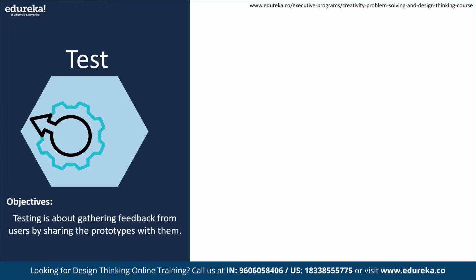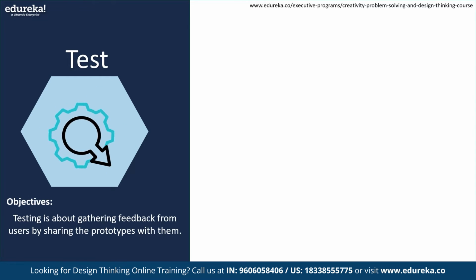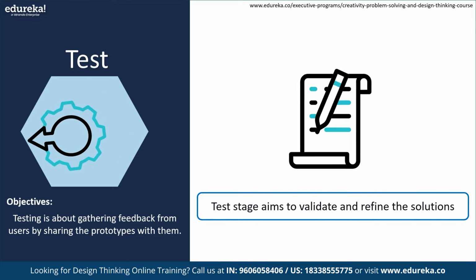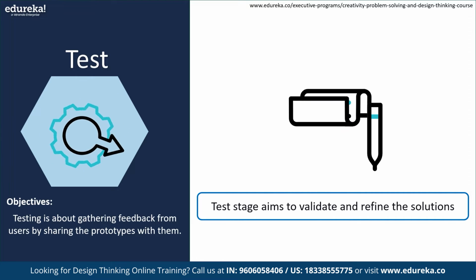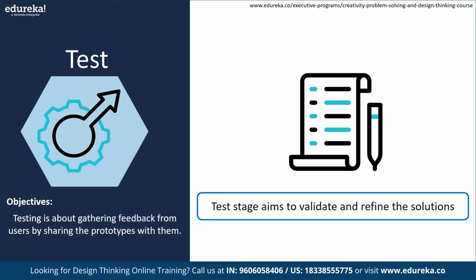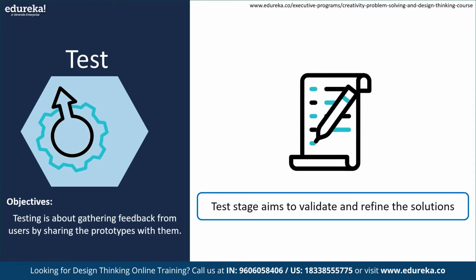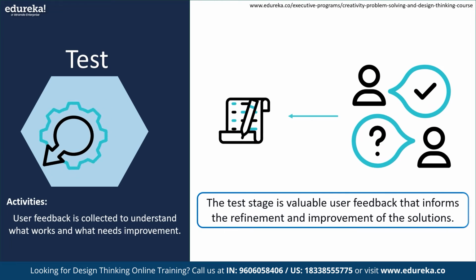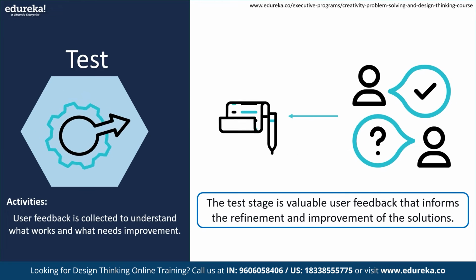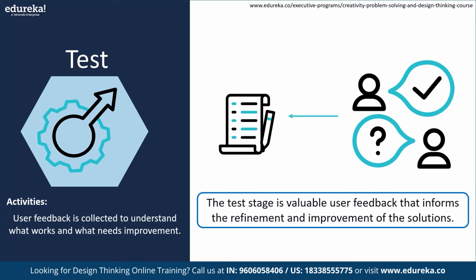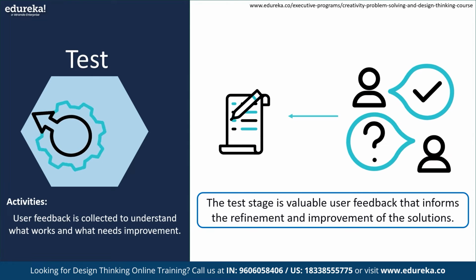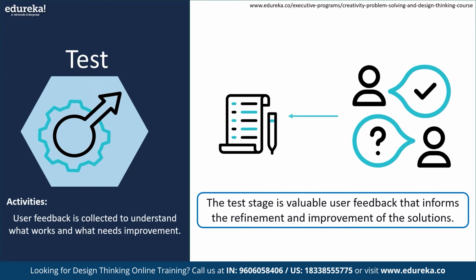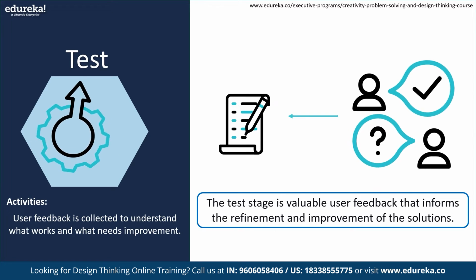And the final stage is test. Testing is about gathering feedback from the users by sharing the prototypes with them. This stage aims to validate and refine the solutions. You observe how people interact with the prototypes and gather their reactions and opinions. User feedback is collected to understand what works and what needs improvement. The outcome of the test stage is valuable user feedback that informs the refinement and improvement of the solutions. If necessary, the process can loop back to the previous stages for further iteration.